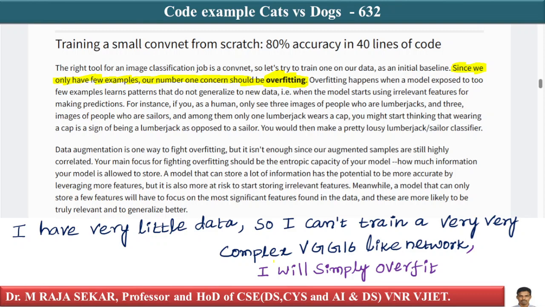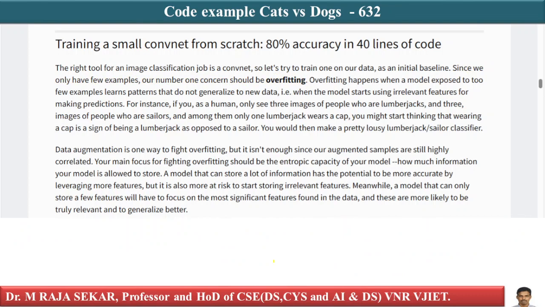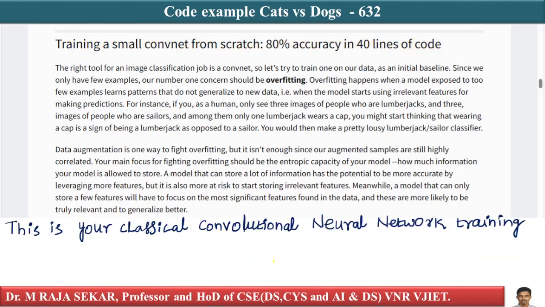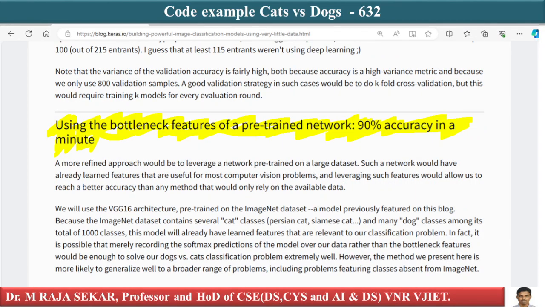80% accuracy with literally 40 lines of code. That's how simple Keras is. So this is your classical convolutional neural network training. Let's go one step further.